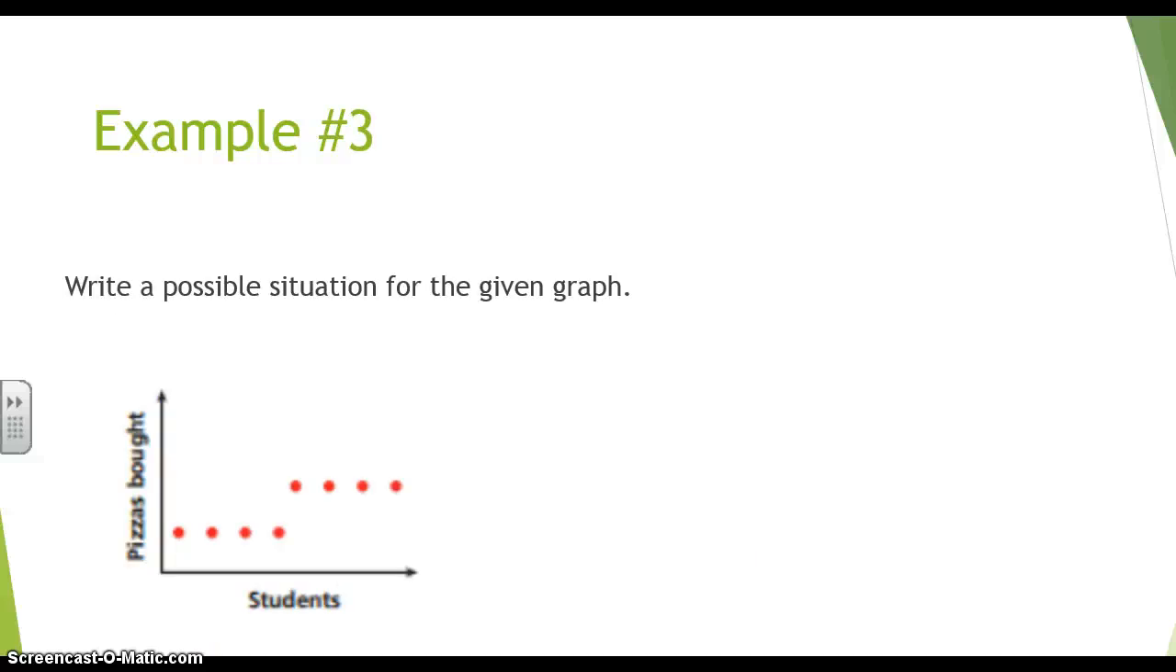The last example here says write a possible situation for the given graph. So here we have pizza bought and students. It looks like the less amount of students we have, the less pizza that's bought. The more students we have, more pizza is bought here. So we need to write a word problem that represents this graph. Remember, this is a discrete graph.